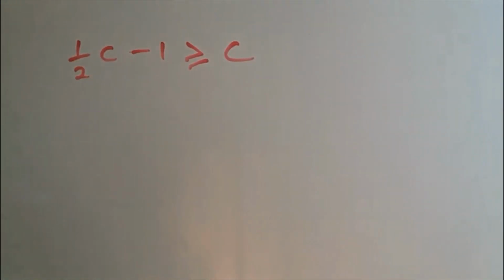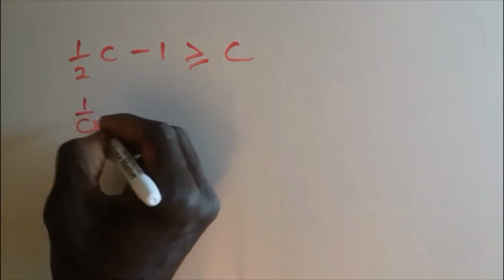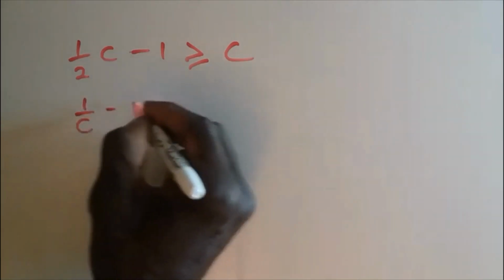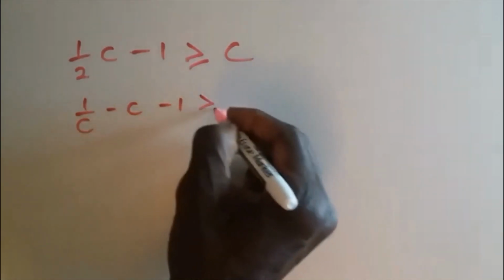And here's another one. We have a half c minus 1 is greater than or equal to c. Let's deal with the c first. We'll add negative c to both sides, so we'll have a half c minus 1 is greater than or equal to 0.